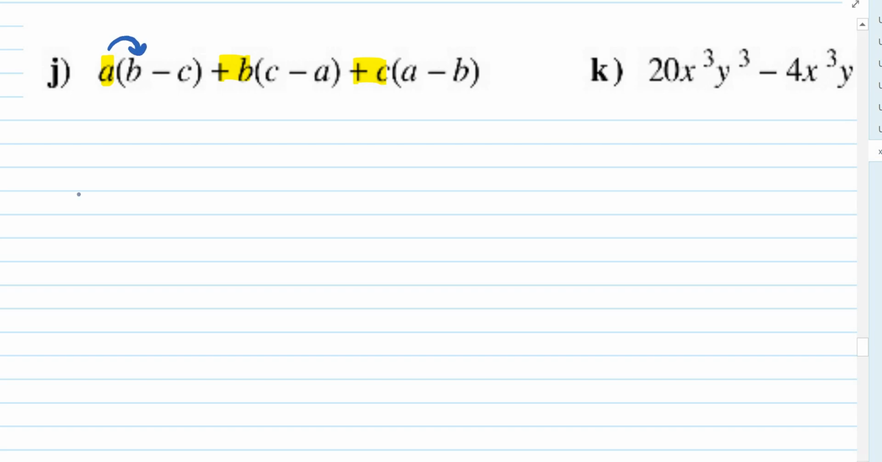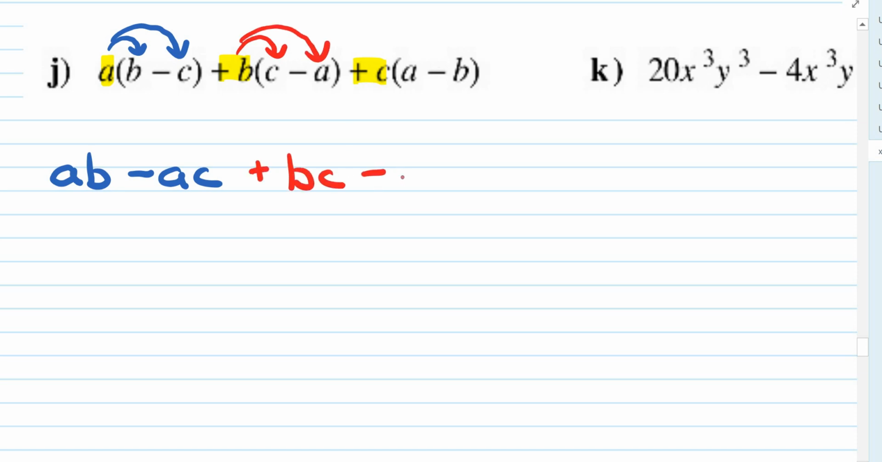We just distribute, and if I multiply the A and the B, I get AB. And then A times negative C is going to be negative AC. And then B times C is going to be positive BC. And then B times negative A is going to be negative BA. And C times A here in green is going to be positive CA. And C times negative B is going to be negative CB.